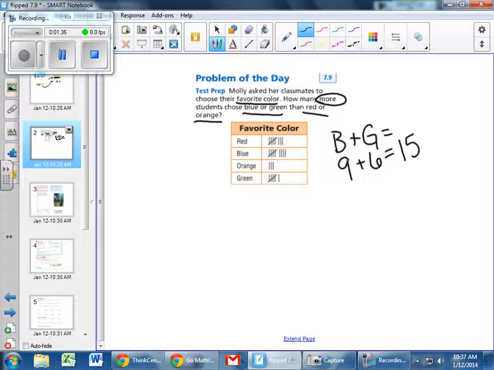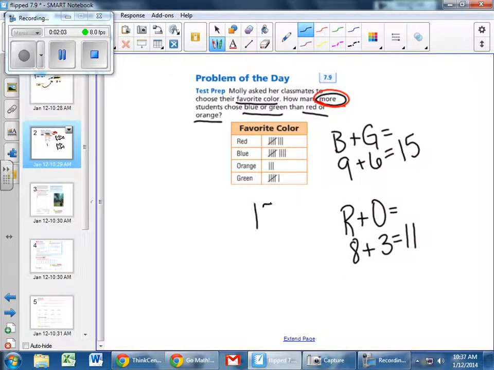And then we're comparing red and orange. So red plus orange. Red has a bundle of 5 plus 3. So 5 plus 3 is 8. Plus orange has only 3 tallies. So we have 11. Now we're going to use the special word more here to find out the difference between those two, and when we find out the difference, we subtract.